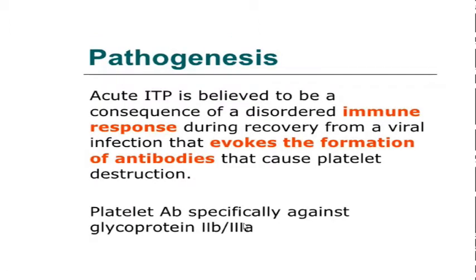So what happens here? There will be a disordered immune response during recovery from a viral infection, and that will evoke the formation of antibodies against platelets, leading to their destruction. The viral antigen will induce our own antigen to evoke antibody formation, and mostly the platelet antibodies will be against glycoprotein 2B and 3A, which we saw in the last class, which is responsible for aggregation of platelets and subsequent adherence of platelets to the damaged endothelium.